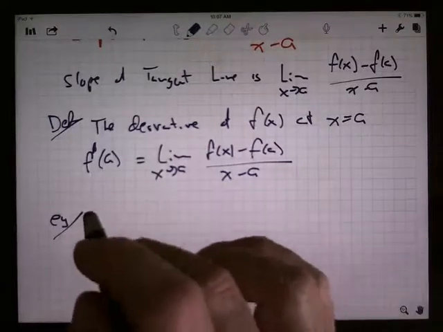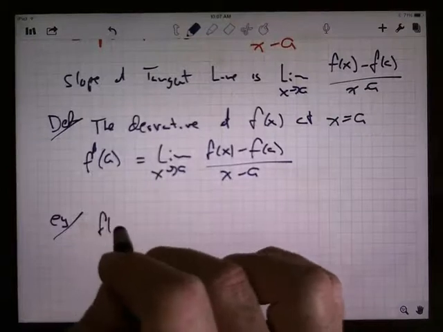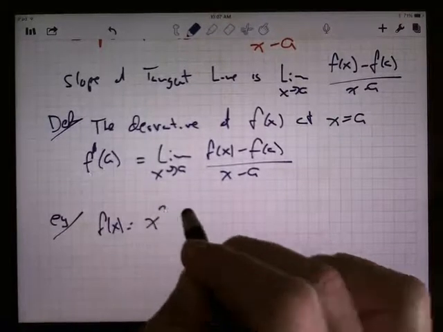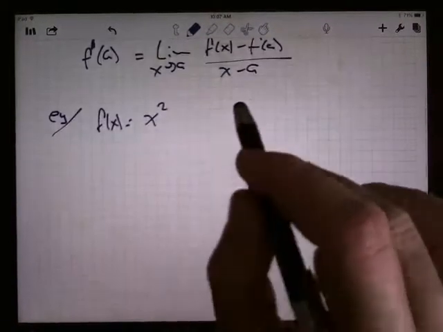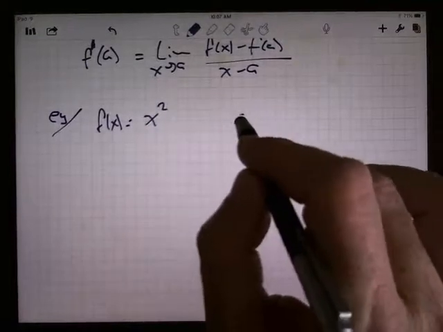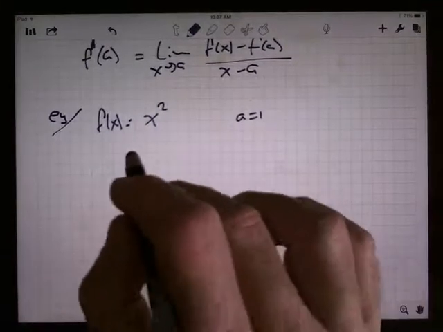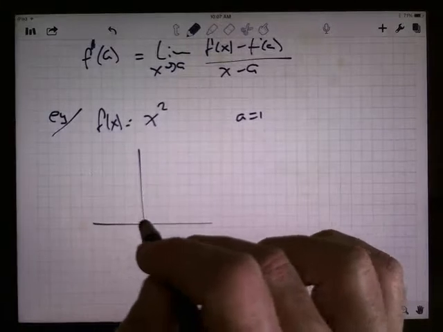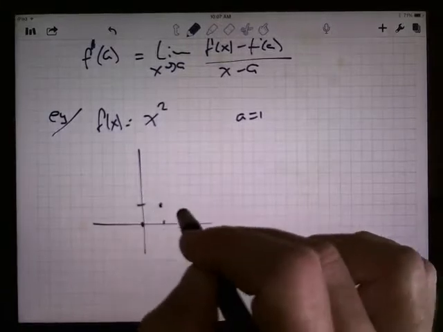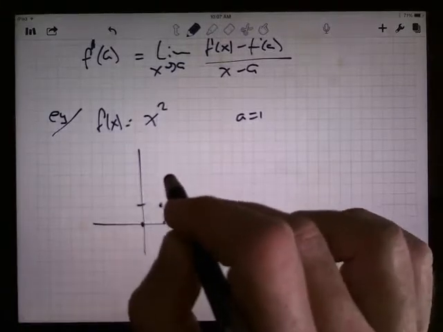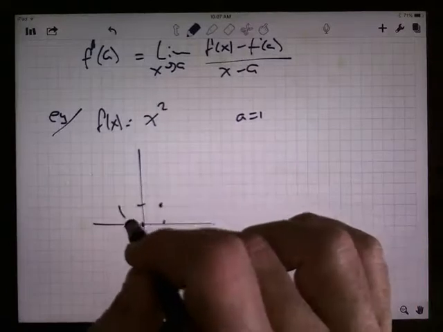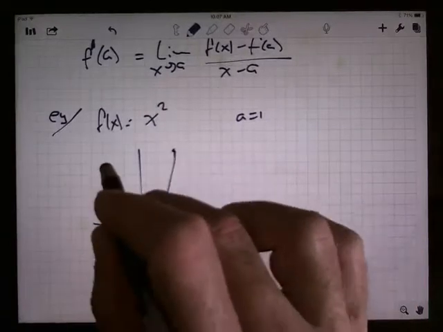So how about, let's take the function f of x equals, let's just say, x squared. And I want to let a equals 1. So I'm going to look at y equals x squared. So it goes through (0, 0), (1, 1), (2, 4). You've got your standard parabola here.